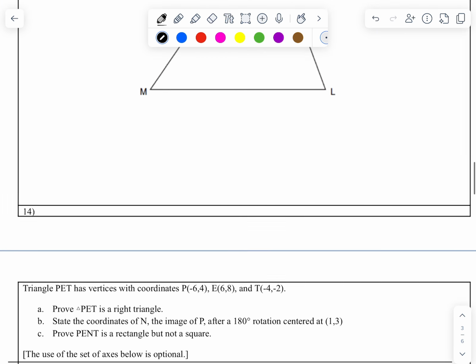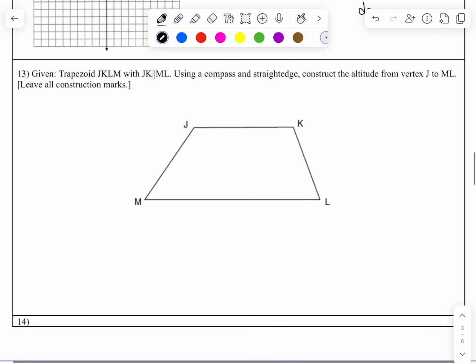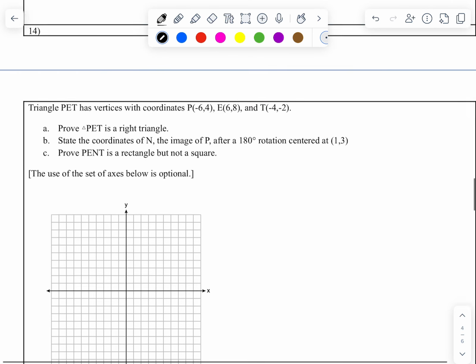For number 13, which is the construction, please see my video. You can click on fall semester videos, but please see my separate video on constructions. This is the perpendicular line through a point construction, and you can find it on my fall semester videos on the video link doc on Google Classroom.